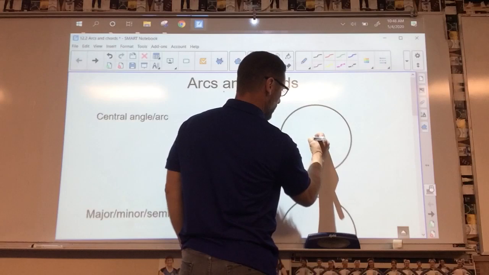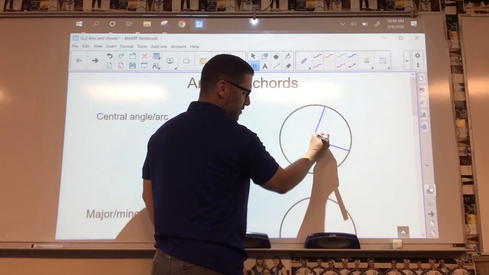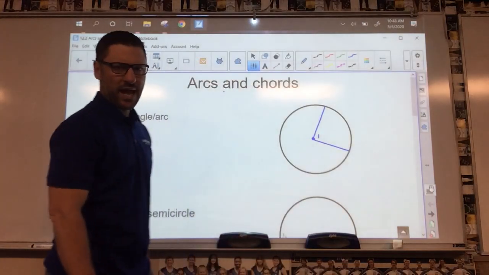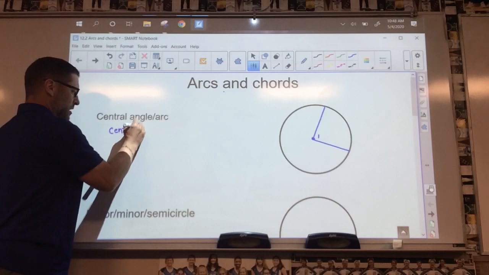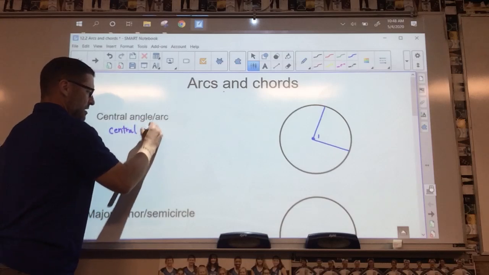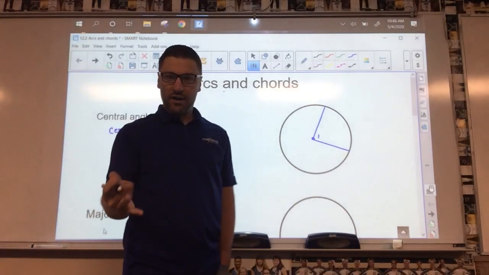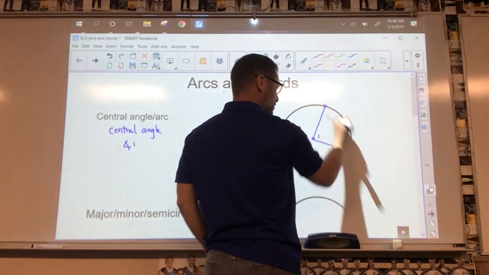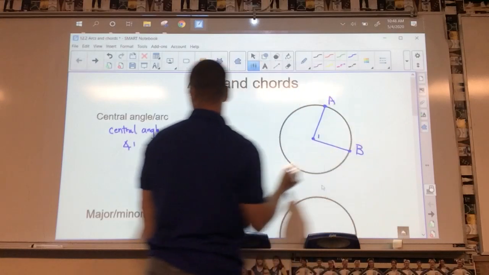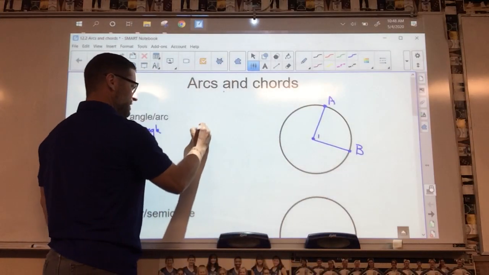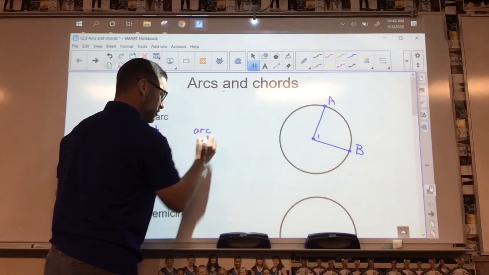A central angle is an angle whose vertex is always right here at the center. I'm going to put central angle, and that is angle number 1. And the arc is the arc that central angle hits. And I'll put like AB here. AB is the arc. So the arc will be AB. And what you do is you put a little arc.